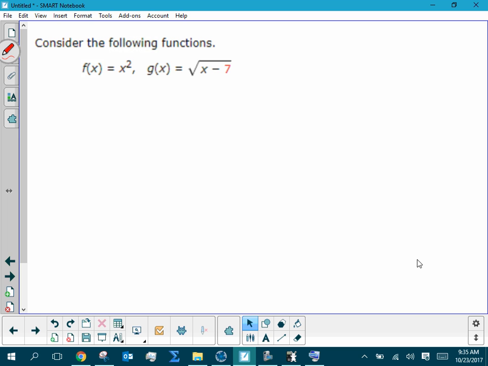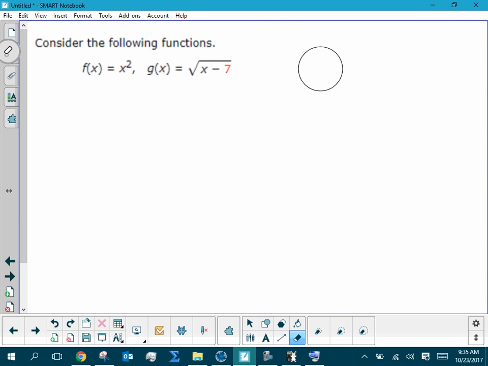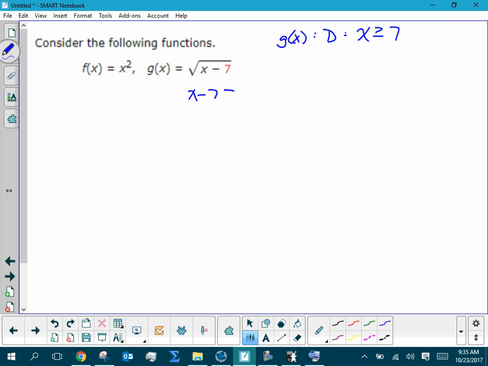being less than 7 is a problem. Okay? So those are problems. And maybe we write it this way. The domain, so g of x's domain, is x greater than or equal to 7. Okay? Because all we're doing is taking the x minus 7. Say it's got to be greater than or equal to 0. Solve for x.